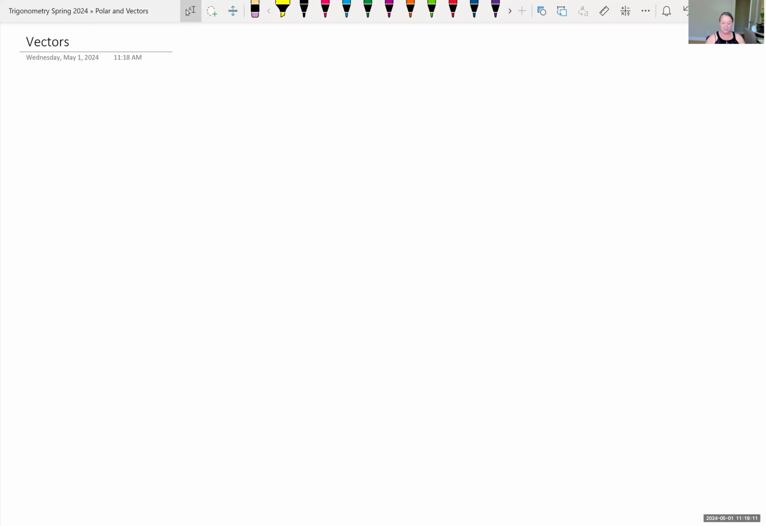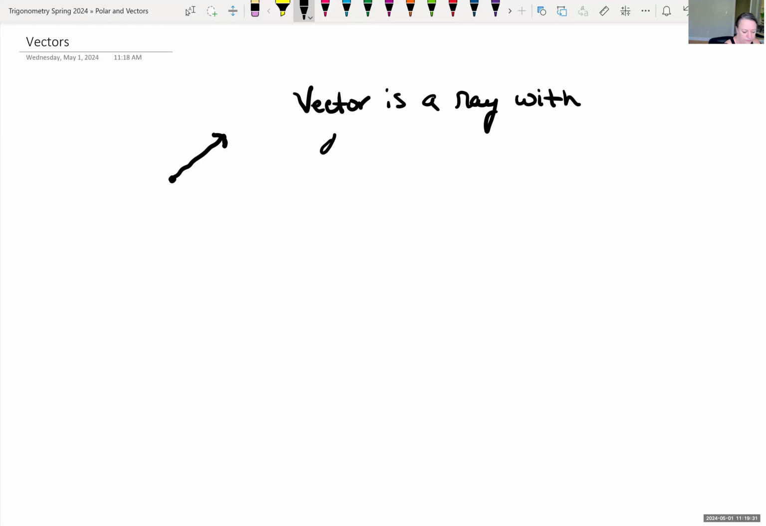So a vector is an array that has direction and magnitude. A vector, an array with direction and magnitude. Magnitude is the length of that vector.